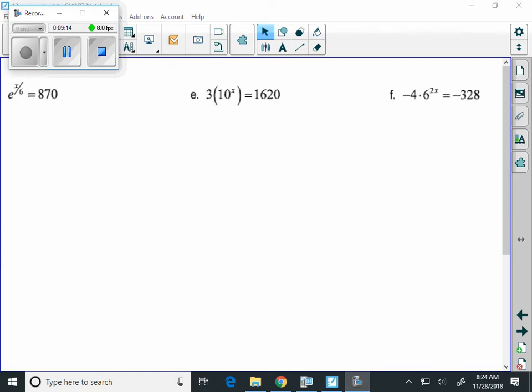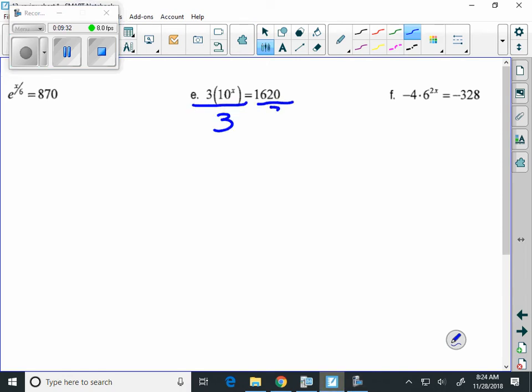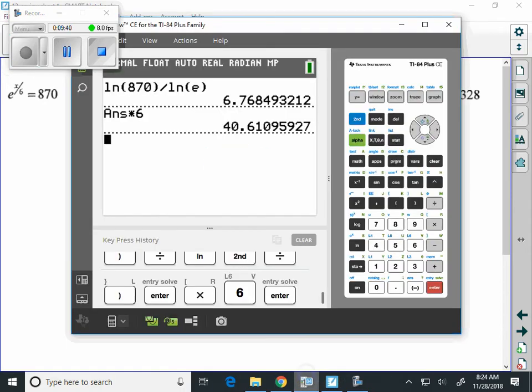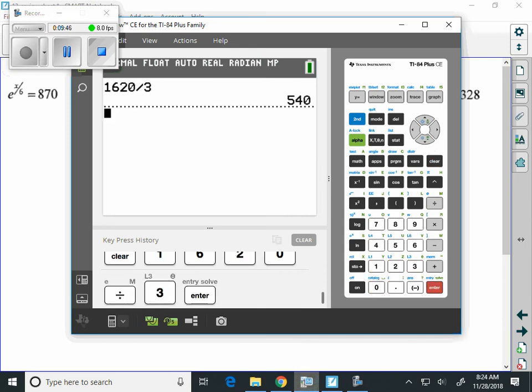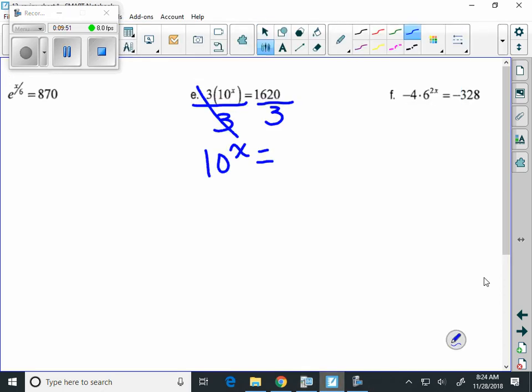So once again, we're solving these exponential equations, and the key is to isolate. And eventually we're going to have to use a logarithm on this one. It's 3 times 10 to the x. So our first step is going to be to divide by 3. When we divide by 3, we get 10 to the x equals, and let's type that in our calculator here, 1620 divided by 3. And luckily enough, it gives us 540, which is a nice enough number to work with.